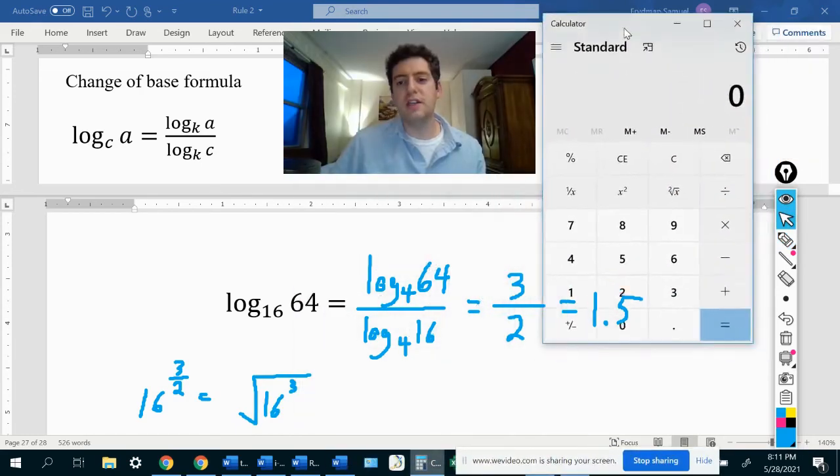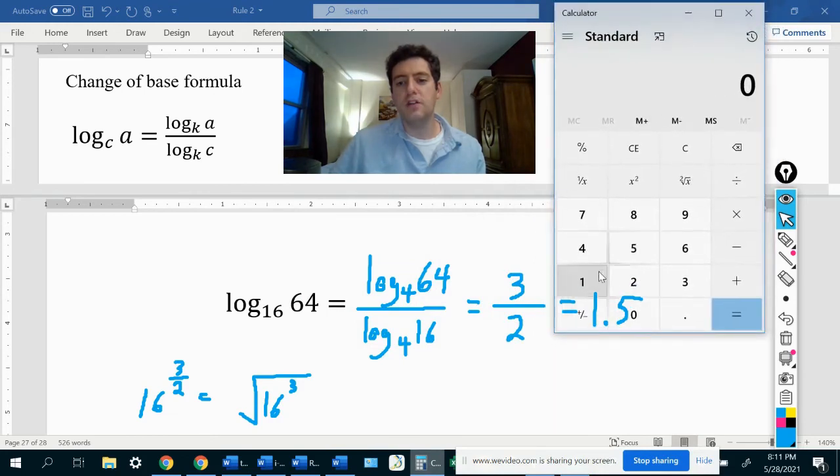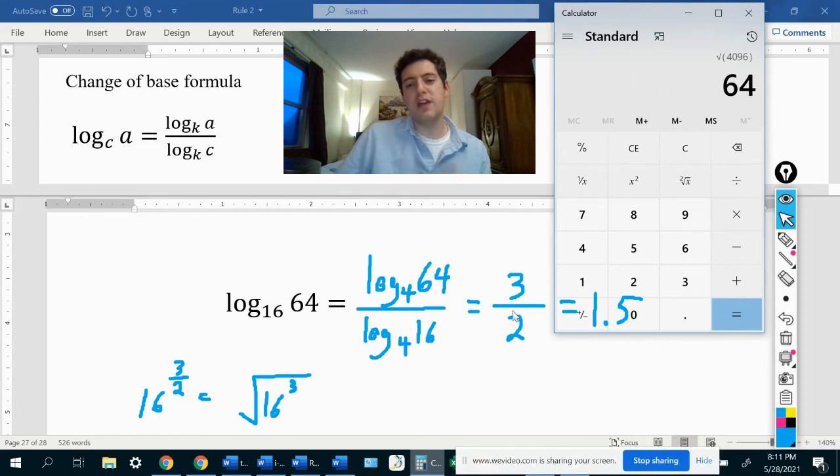So 16 to the third power, 16 times 16 times 16, that's 4,096. And then if we take the square root of 4,096, so we ask ourselves, what number times itself is 4,096? That would be 64. Okay, so 16 to the power of 3/2, or 1.5, is actually equal to 64. Okay, so the change of base formula worked.